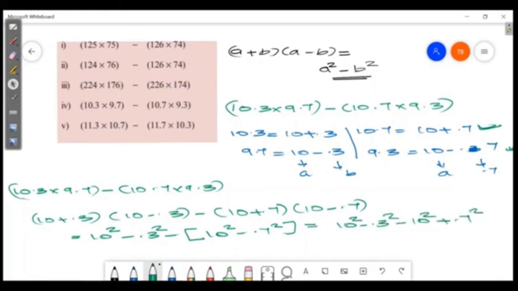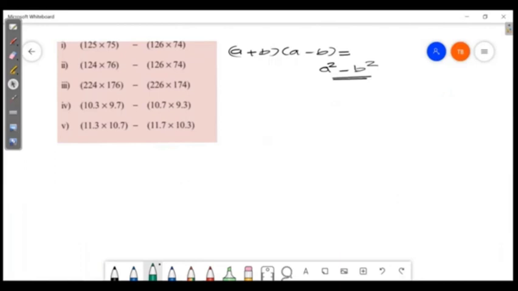That is 10 square minus 0.3 square minus 10 square minus of minus 0.7 becomes plus 0.7 square. 10 square cancels, so the remaining term is 0.7 square minus 0.3 square. 0.7 square is 0.49 minus 0.3 square is 0.09. So your answer is 0.4.